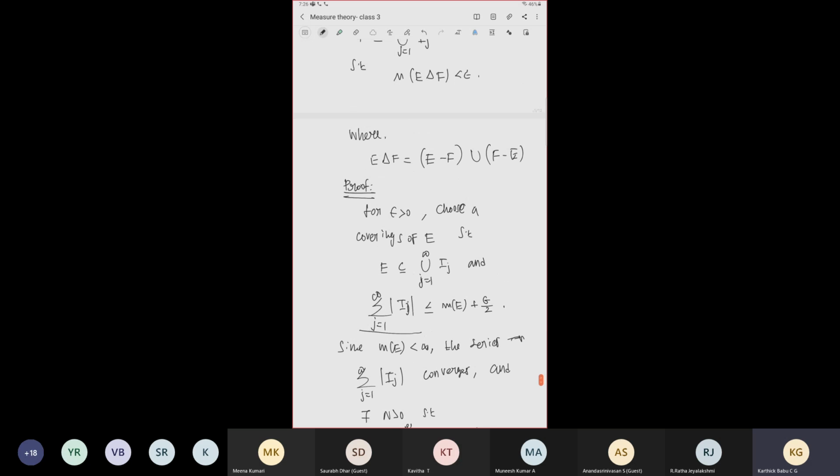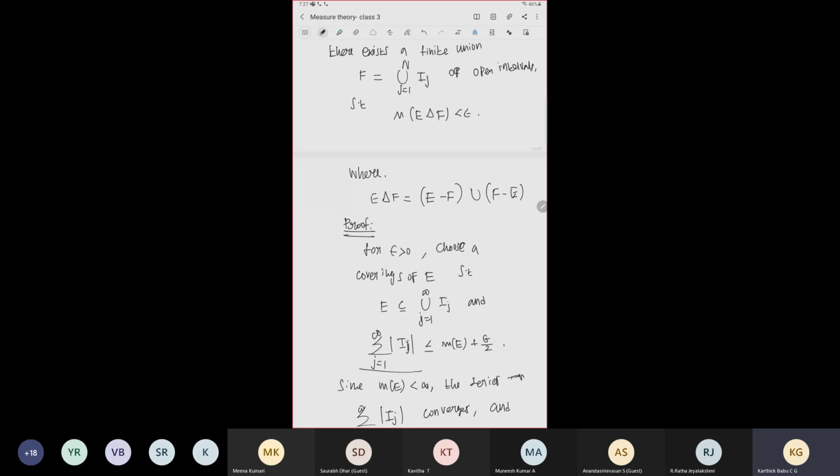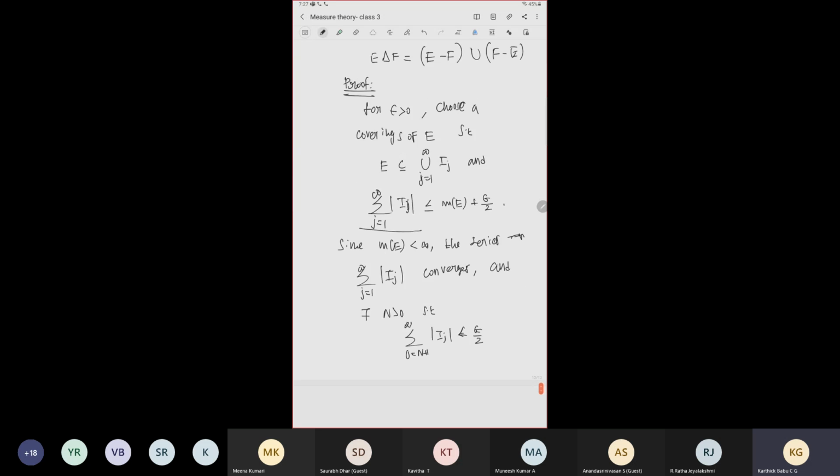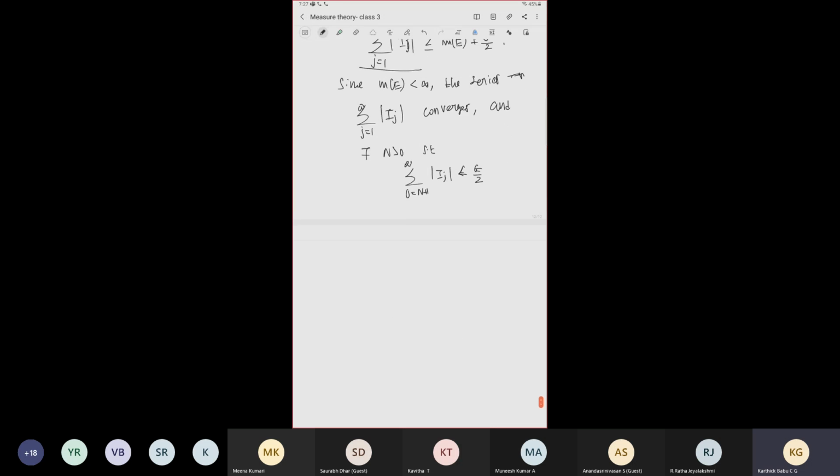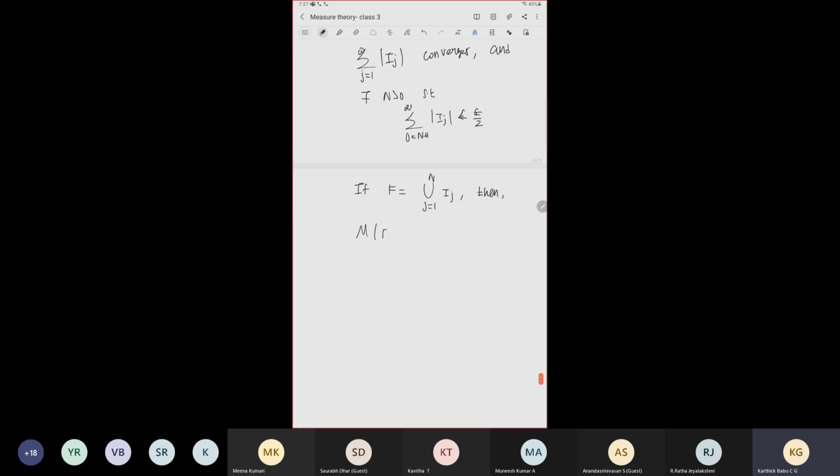So our aim is to find a finite union of intervals such that the measure of the symmetric difference, E symmetric difference F, is less than epsilon. Therefore we choose F equal to the union of j equal to 1 to N of I_j. Then we want to calculate the measure. E minus F and F minus E are disjoint. So by additivity of measure, we can write it like this: F minus E, and E minus F is like the rest of the intervals.